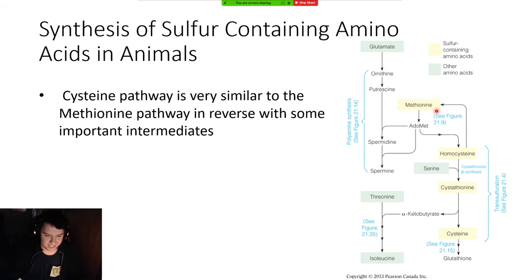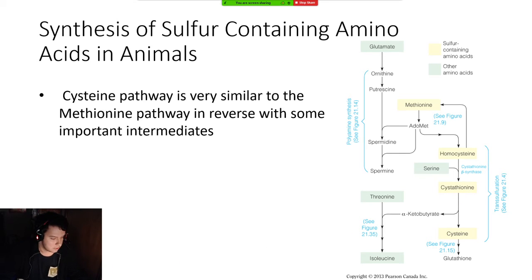So this methionine initially donates its methyl group to this AdoMet, which is short for S-adenosylmethionine. And then it becomes this homocysteine. This homocysteine is then condensed with a serine group by this cystathionine beta synthase to make this cystathionine.